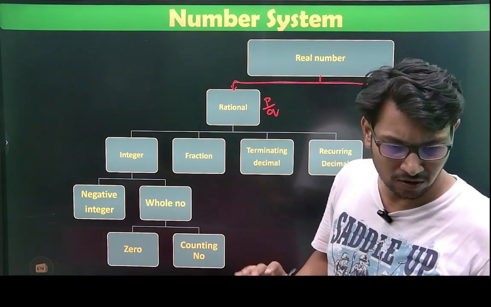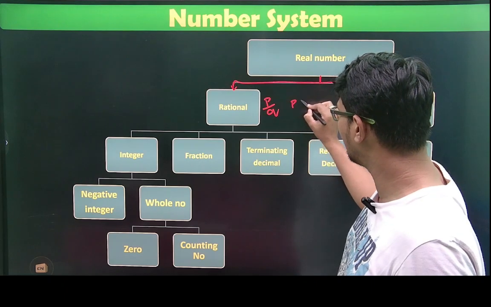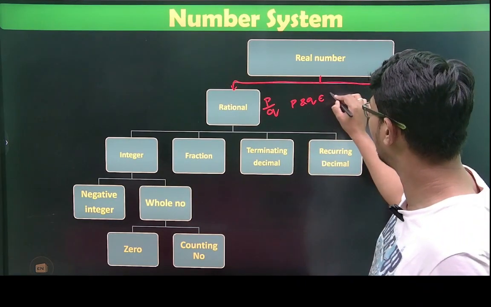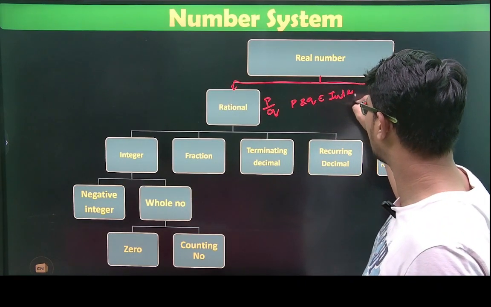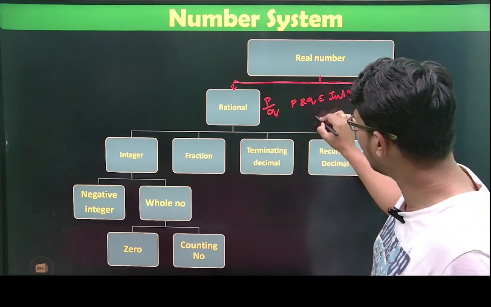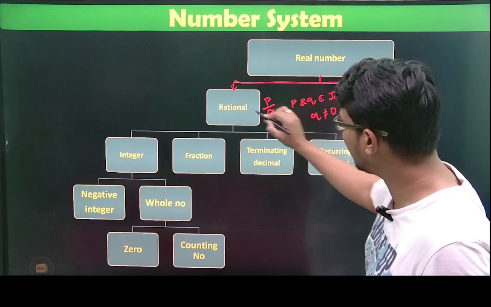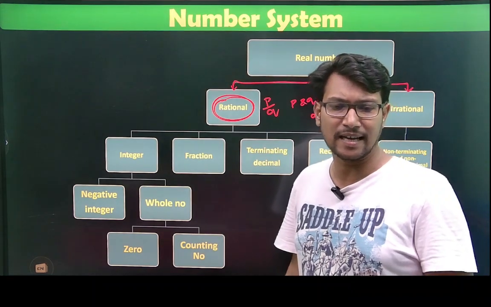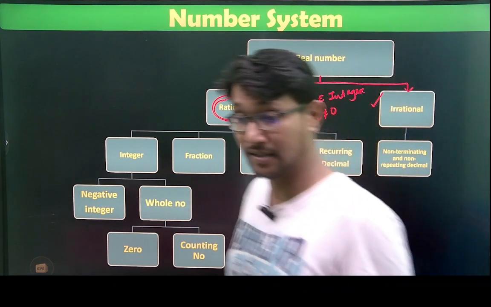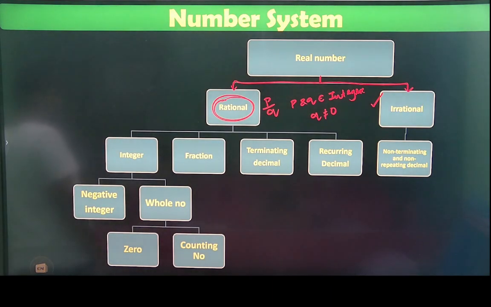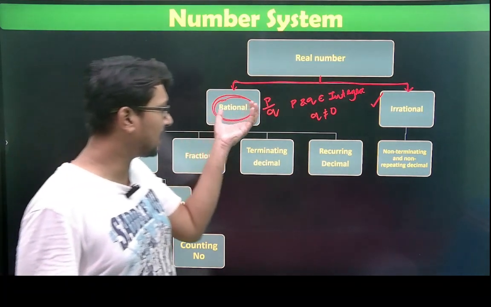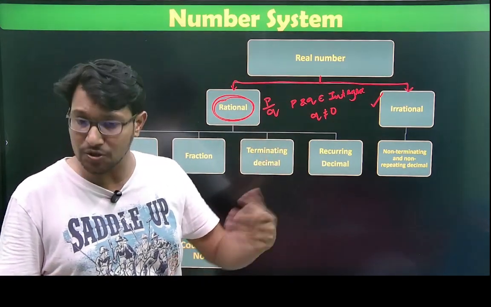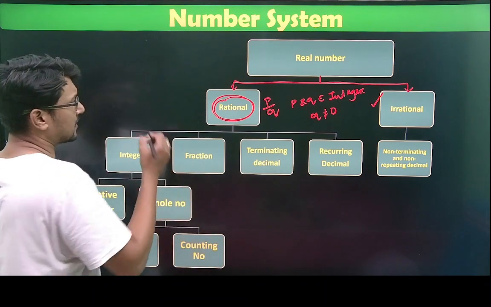Yes or no? Where P and Q belong to what? Integer. Yes or no? And where Q is not equal to 0. This is the definition of rational number. Have you studied in class 9 or not? Oh, sorry, class 8. Yes? Okay. Now tell me, a rational number means what? Which can be expressed in the form of P by Q, where P and Q are integers, Q is not equal to 0. For example, give one example.